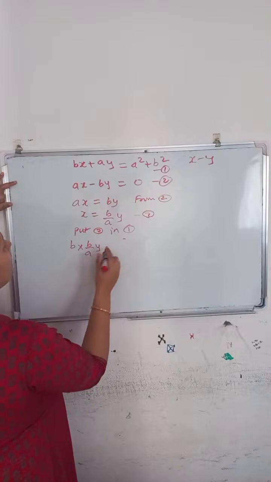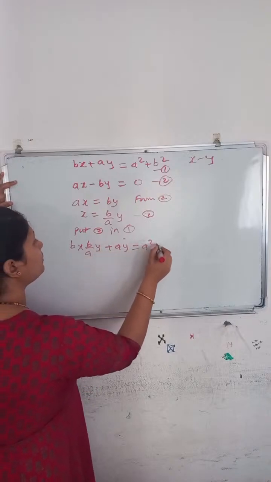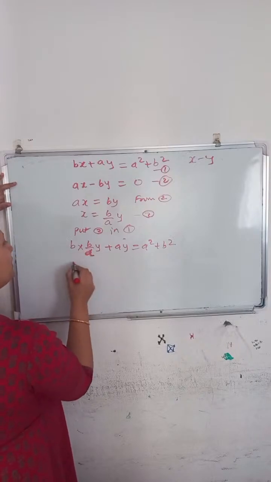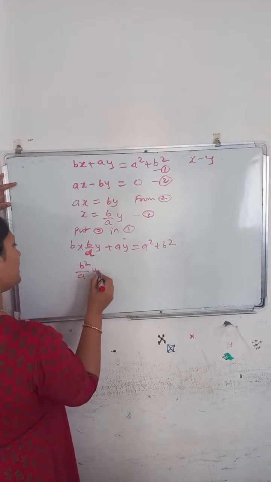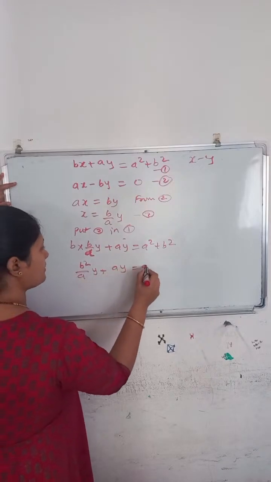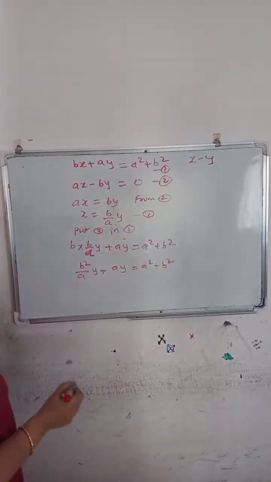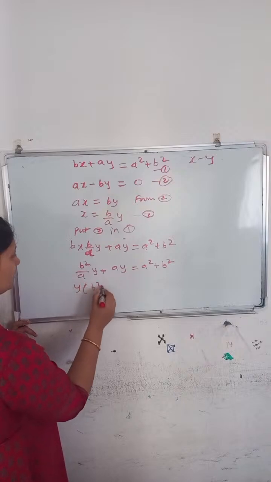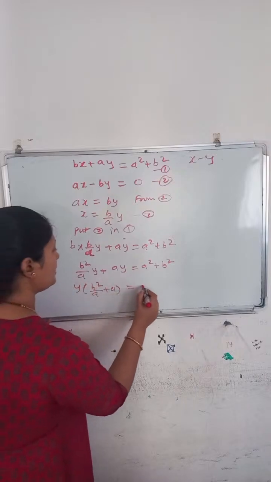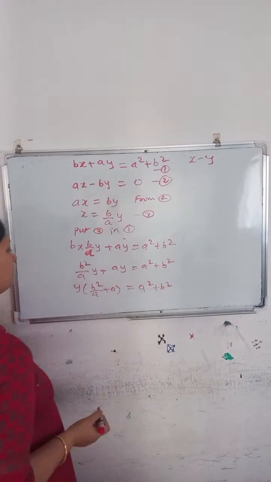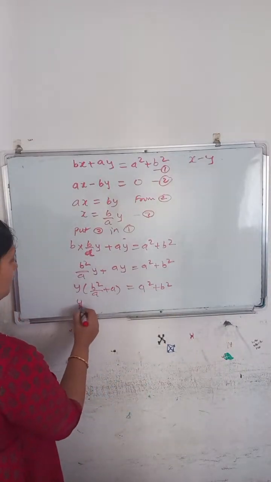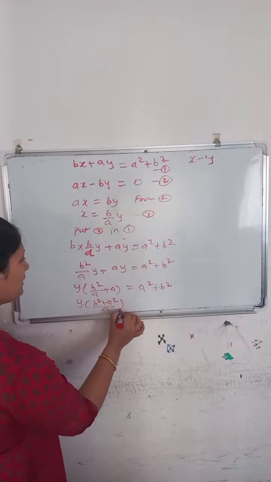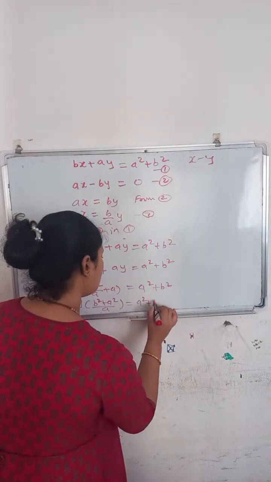b by a into y plus ay is equal to a square plus b square. So b square upon a into y plus ay is equal to a square plus b square. Now if I take y common in both the terms, then b square upon a plus a is equal to a square plus b square. Now you can take LCM here. y into b square plus a square upon a is equal to a square plus b square.